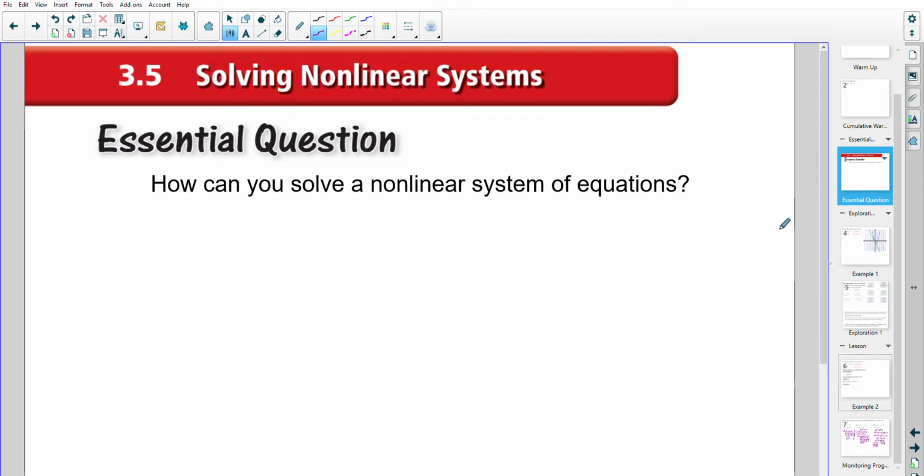3.5, solving nonlinear systems. That means basically finding the intersection points between a system of two equations. In this section, we're going to be looking at solving them by substitution.